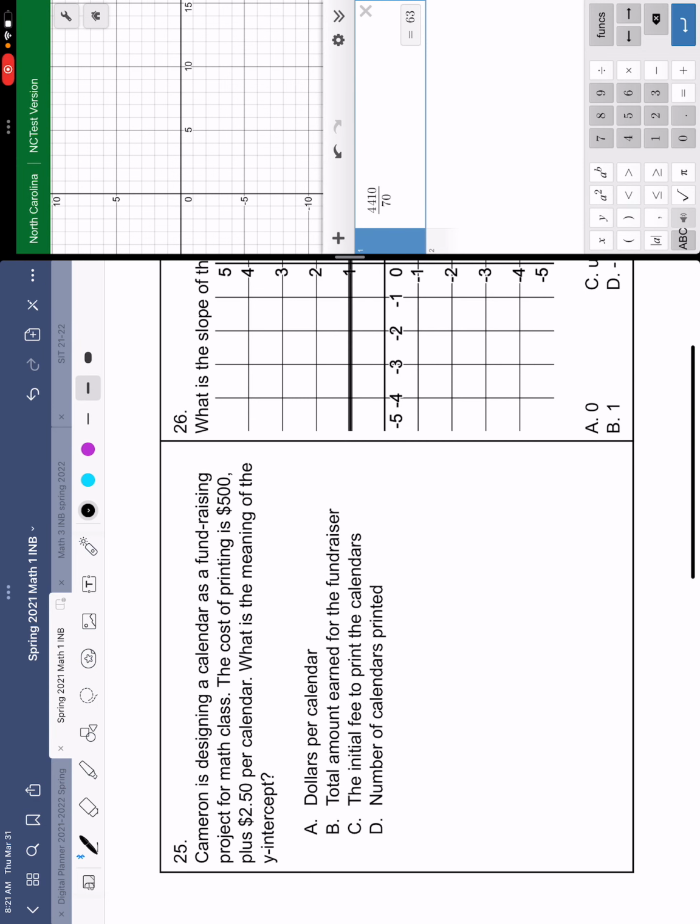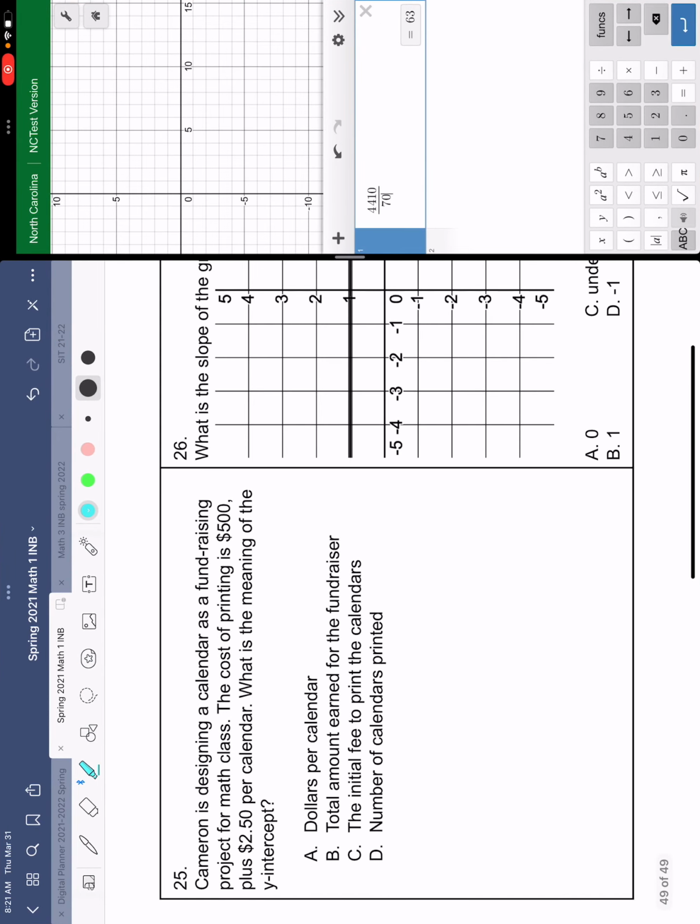All right, number 25. Cameron is designing a calendar for a fundraiser. The cost of printing is $500 plus $250 per calendar. What is the meaning of the Y-intercept? So remember, Y-intercept is the initial value. So if we think about this, the initial value in this problem is the cost of printing because she's going to have to pay $500 up front.